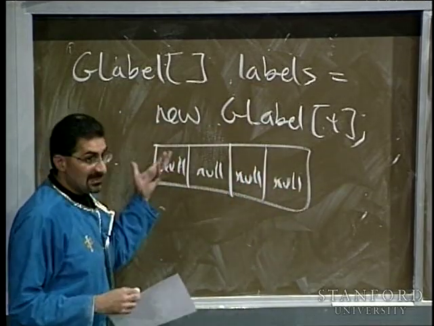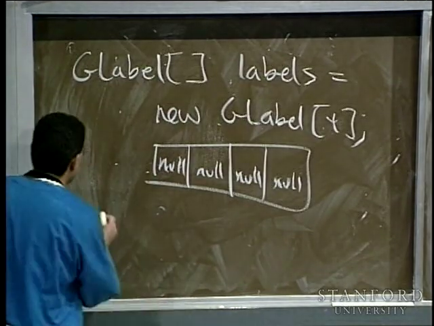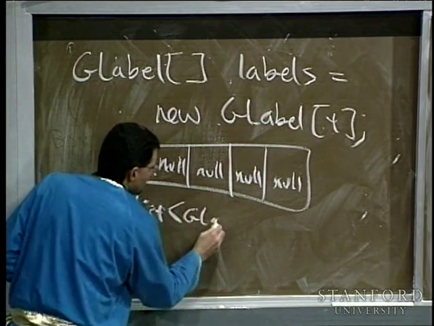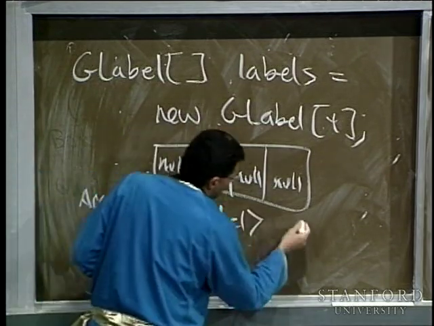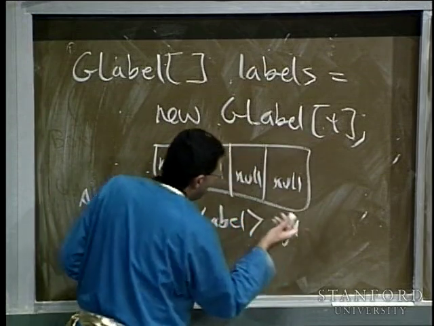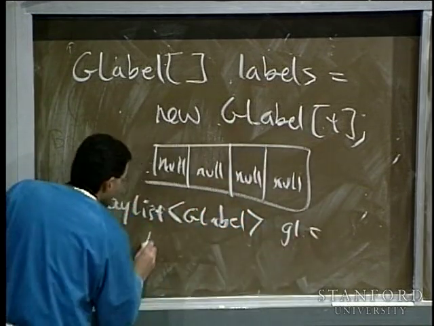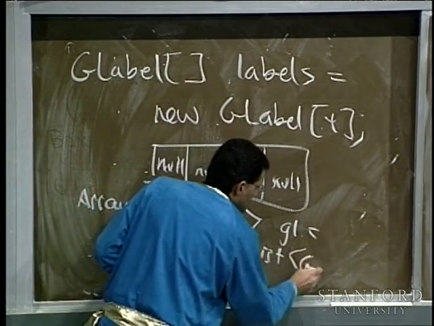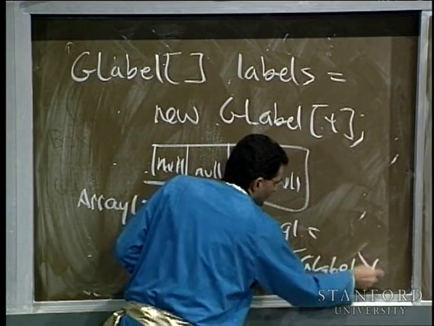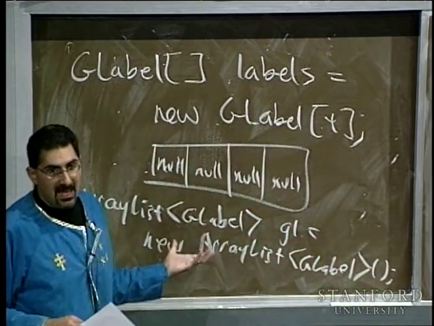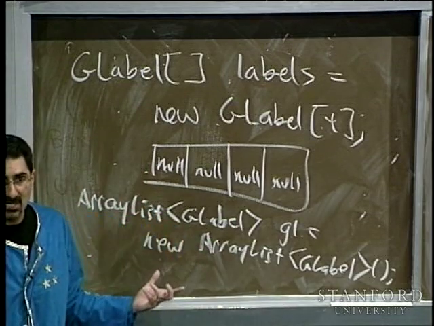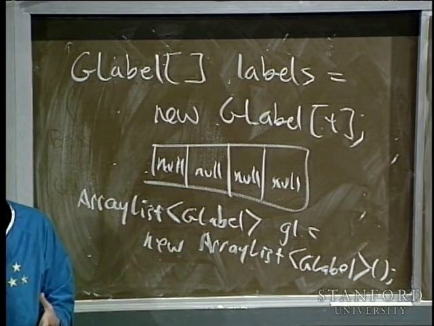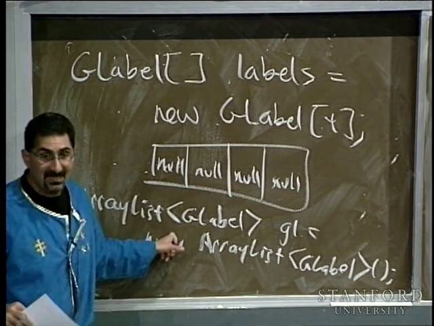If in the array list world I create an array list of GLabels, I would say something like ArrayList that's going to store GLabel. I'll call it my GL, equals new ArrayList of GLabel, open paren, close paren. This creates for me an empty list of GLabel objects. If I now want to add GLabels, I still need to create the actual underlying GLabel object and then add it to this array list.